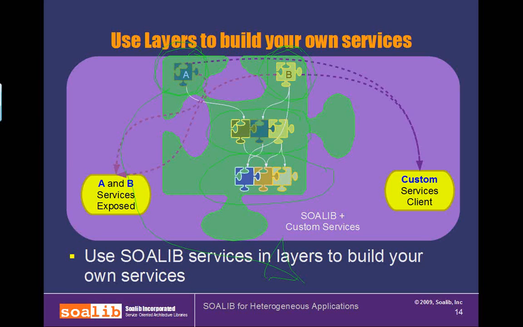So people on the internet will discover only services A and B, not the SOALIB services, because you have hidden the SOALIB services in layers. All the other puzzles that you are using to build your service will be hidden, and you will be exposing only the two services. What I mean by exposing is the publishing of WSDL. So you will publish WSDL of A and B. You do not have to publish WSDL of the other puzzle pieces that SOALIB provides you.